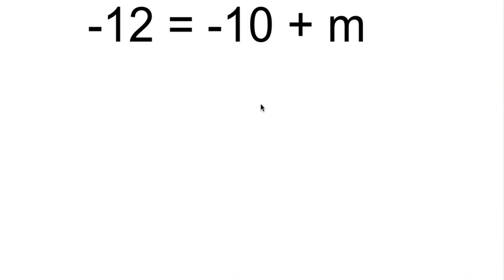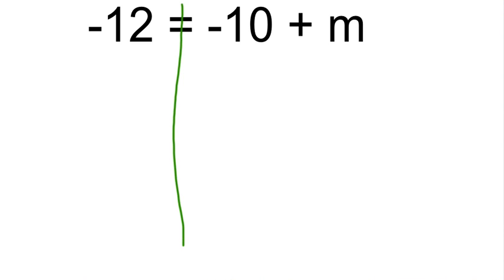Okay, this next one, pause the video and think to yourself, what is the addend in this case? Okay, negative 10 is the addend. It's on the same side as the variable. It's being added to the variable. Negative 10 is your addend. I'm going to draw my line right here.